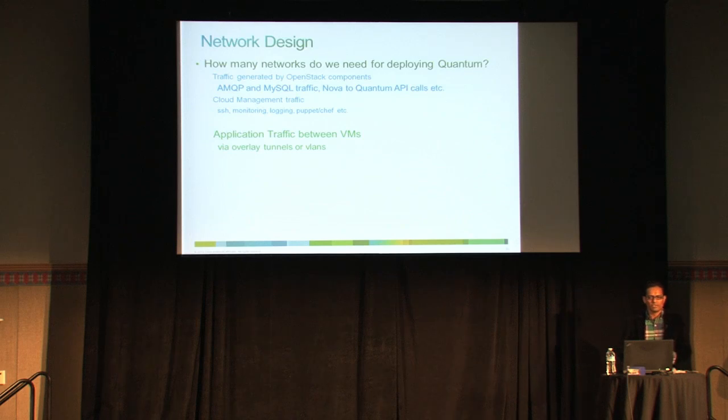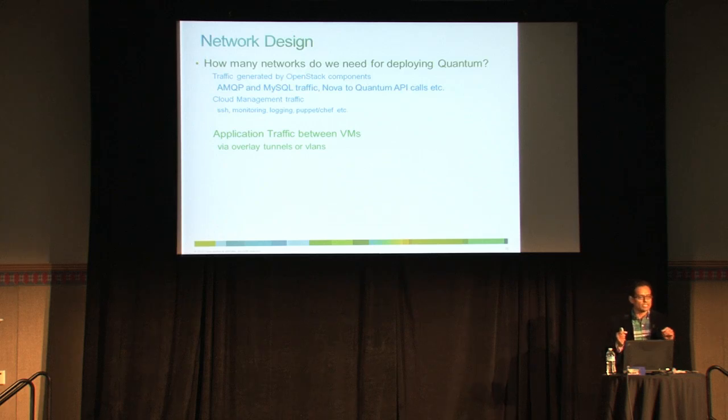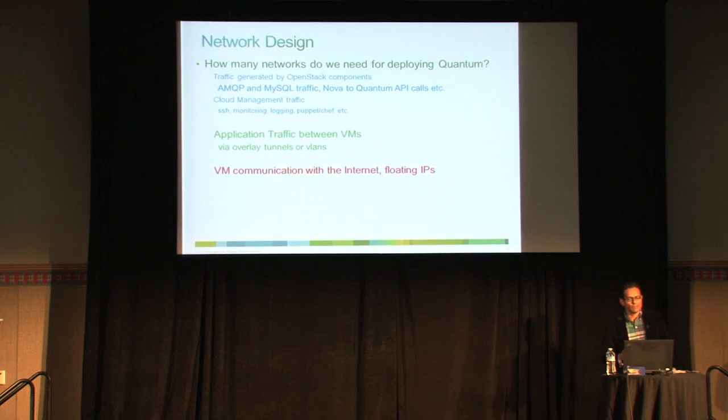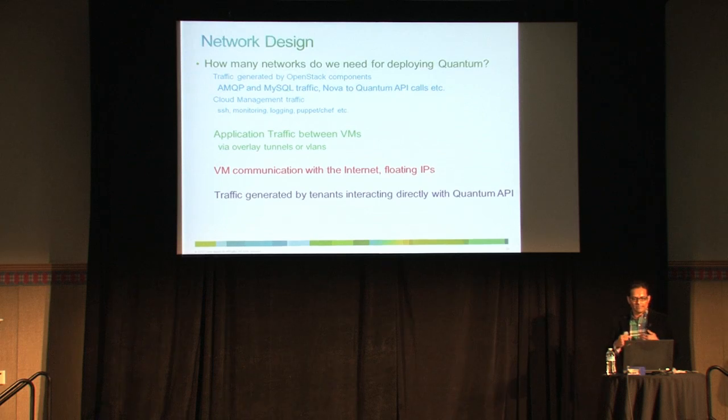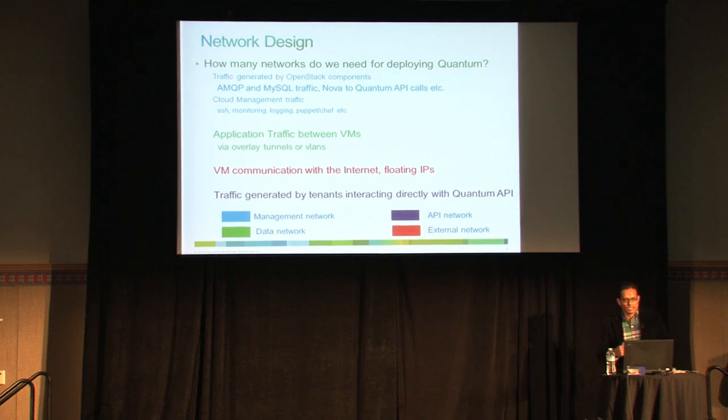Now, application traffic between VMs. The tenant VMs communicate with one another for some reason. Maybe that web tier is talking to a database tier or an app tier or something of that sort. The VMs themselves send traffic, so you want to be able to isolate that, and you have to provide a network for that. Then VM communication with the internet, the floating IPs and things like the gateway, you have to plan for a network. And the traffic generated by tenants interacting directly with Quantum APIs. If you want to expose your APIs out to your tenants, that is traffic generated by tenants. So there are four different networks that come into play: management, data, API, and external.